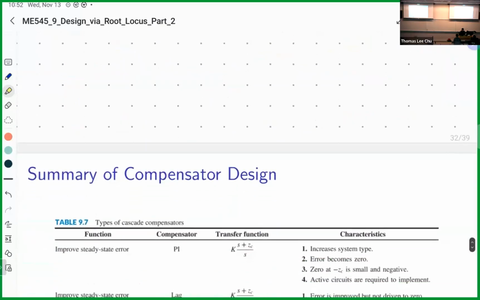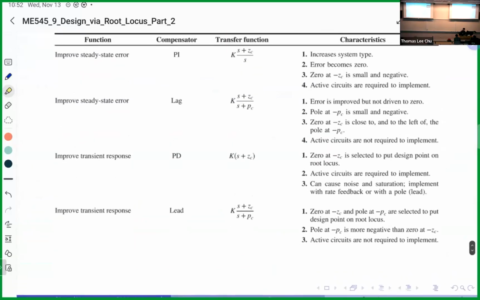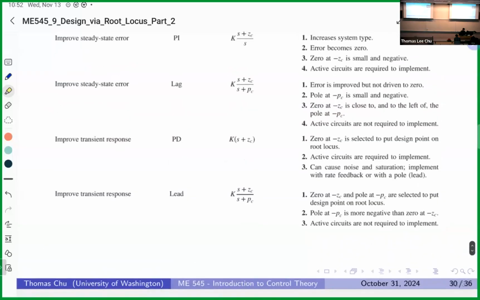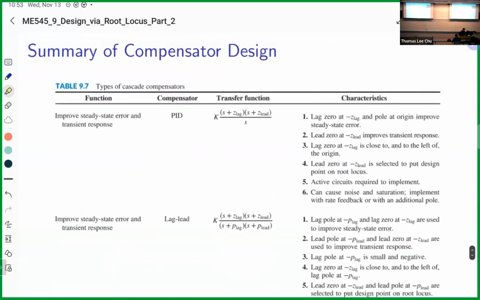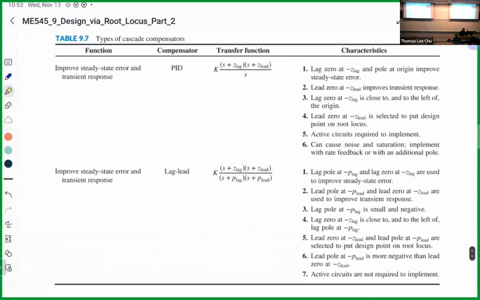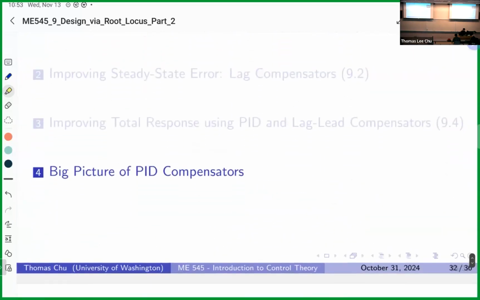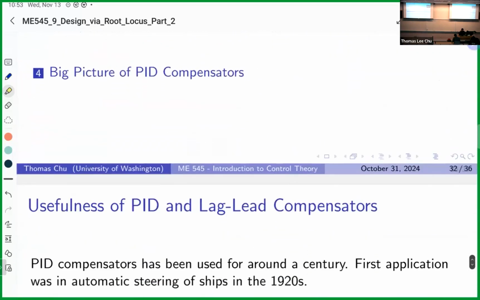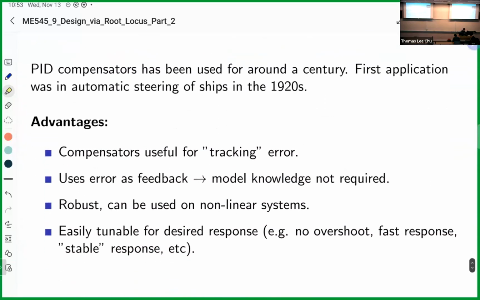I'll just recap this. This is a table that summarizes PI, lag, PD, and lead control. I think it's a useful table that gives you a short description of everything we covered, and also the characteristics for lag, lead, and PID controller design. I guess here's the big picture of it. I talked about it a few lectures ago, though you may not have remembered.